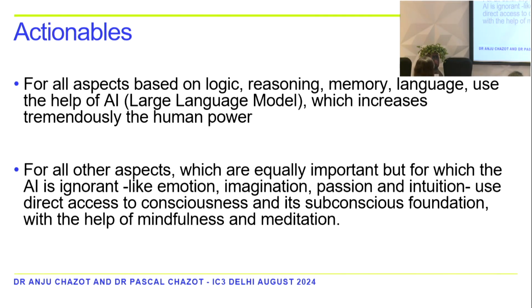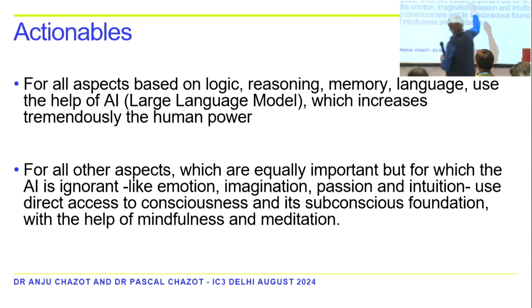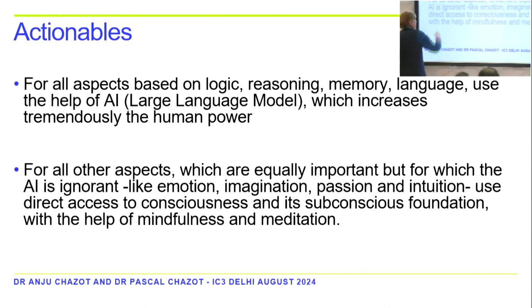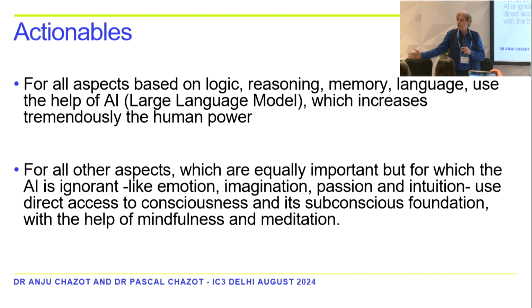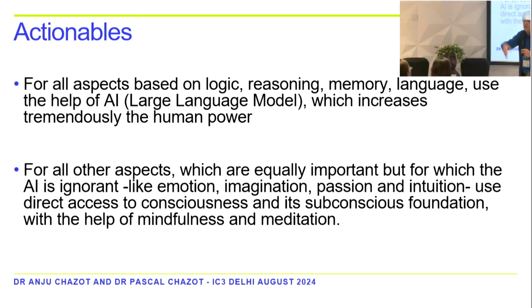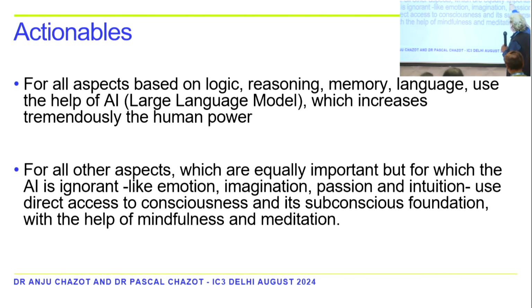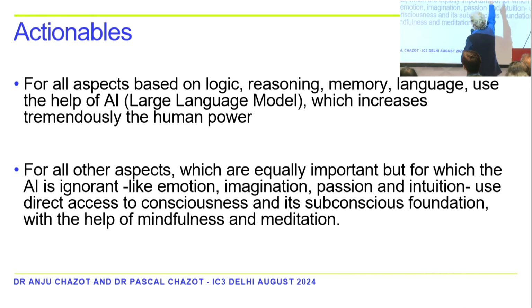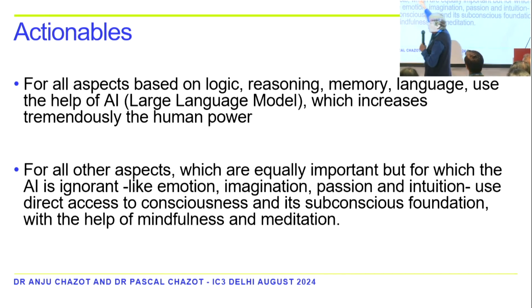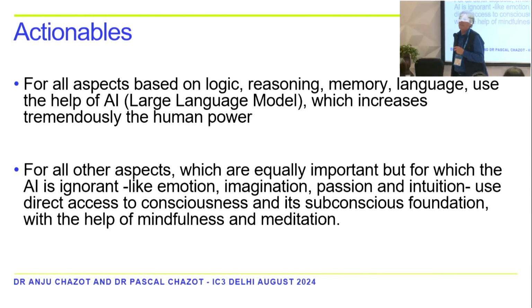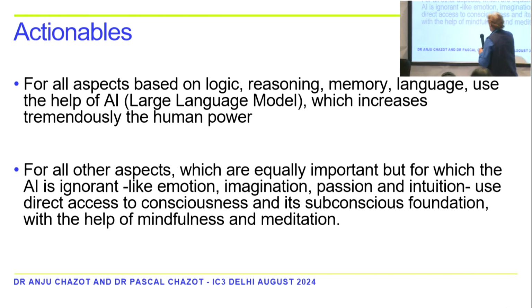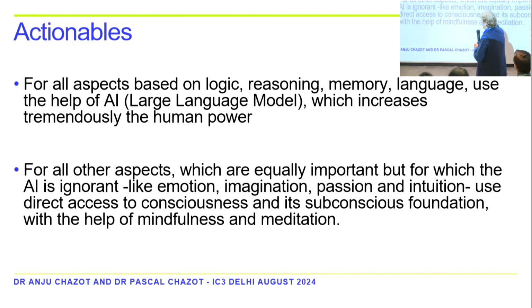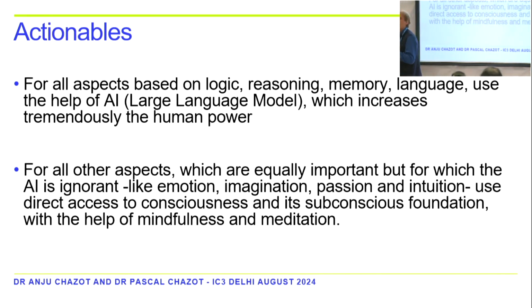So now, actionable. For all aspects based on logic, reasoning, memory, language, use the help of AI. AI is so important. It can offload so many tasks. Use it, abuse it, for what it can do: logic, reasoning, memory, language, which increase the human power. But for all other aspects, ChatGPT will not help you, AI will not help you. And this is fundamental, and all equally important. AI is ignorant, emotional.